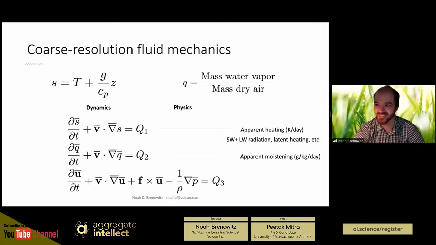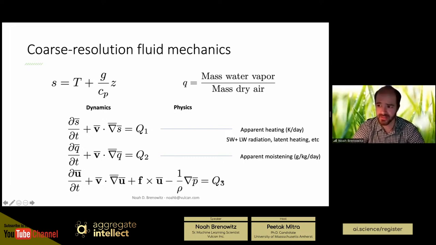And this has the effect of the sun shining, radiation, and latent heating from phase changes in clouds. That's what drives deep convection: the water condenses and releases heat, which causes vertical motion. Likewise, Q2 is the apparent moistening, and this includes phase changes of water.